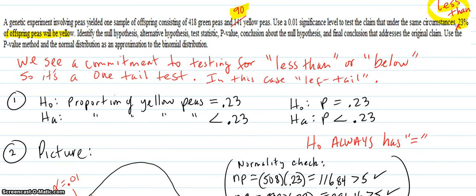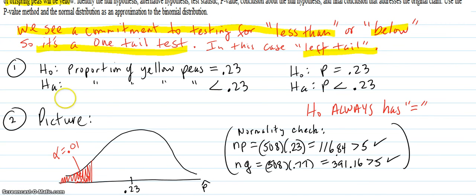So this time we see that there is a commitment to testing for less than or below. It could have been above or greater than. So it's a one-tail test, and since it's less, we're testing in the left tail. Okay, left tail. There's a T in there. Okay, so now we're going to go on with our hypothesis setup. Null hypothesis, proportion of yellow peas is equal to 0.23. Always, the null hypothesis has the equal sign. Always, always, in all the different designs.